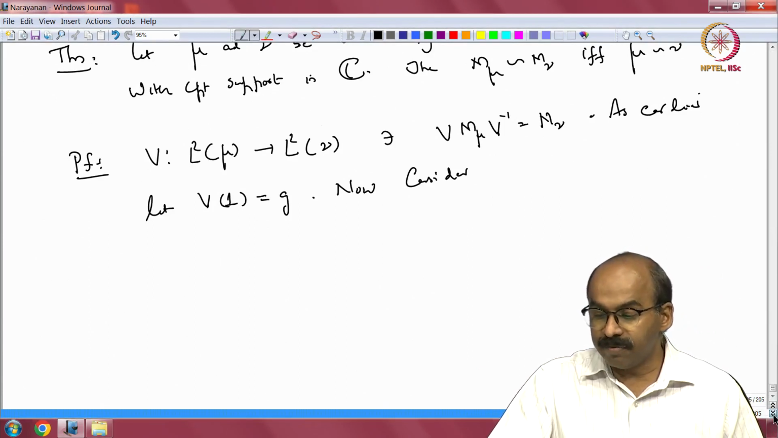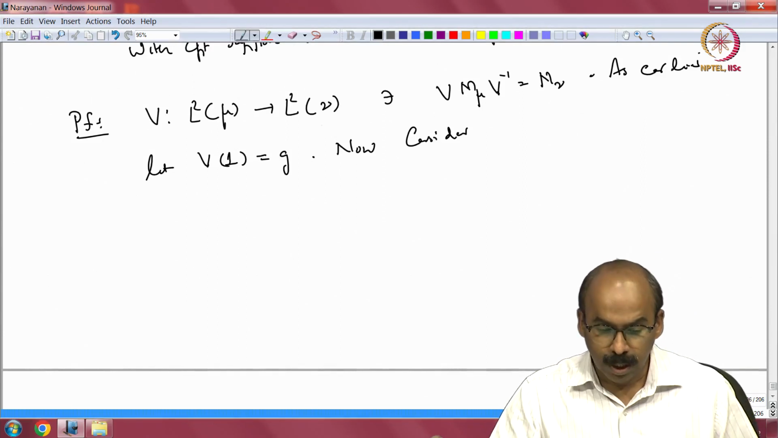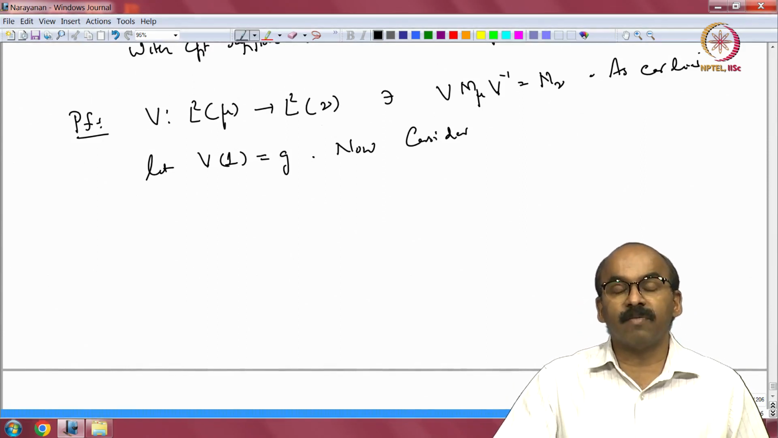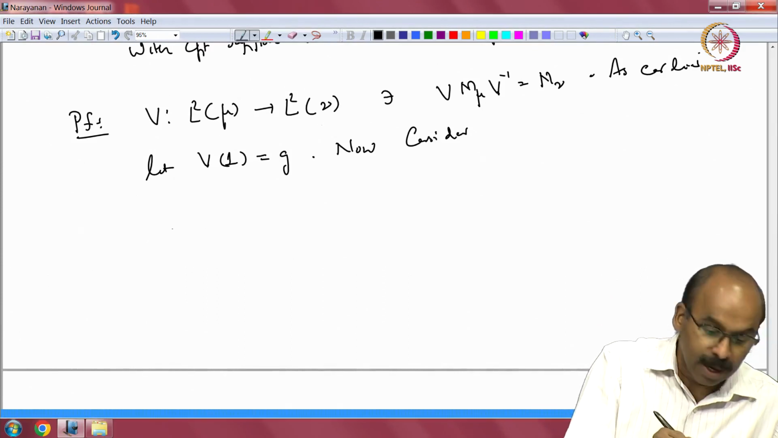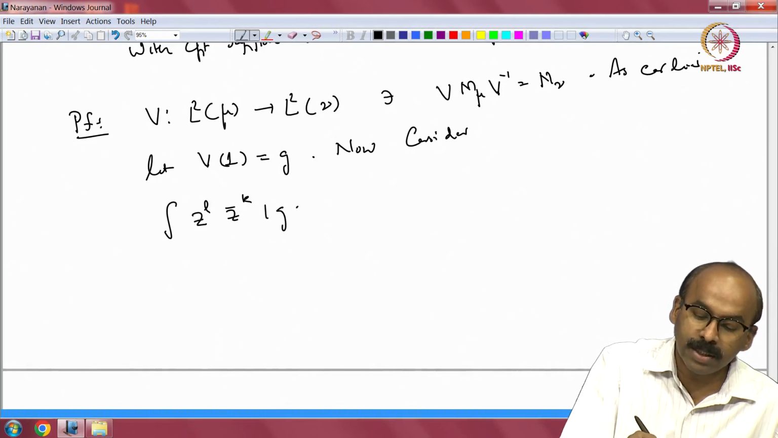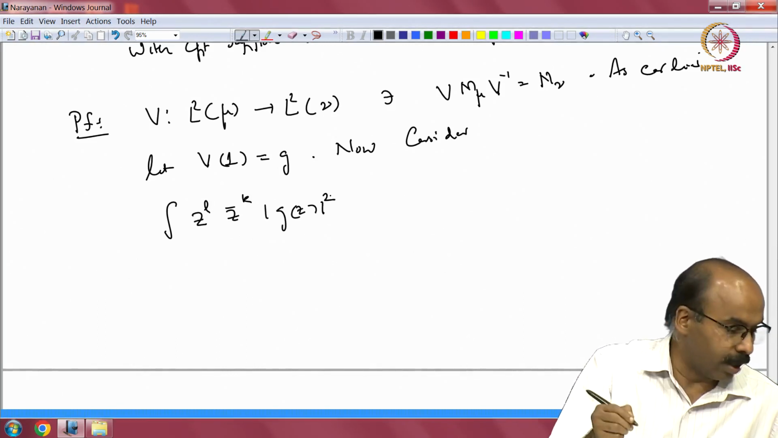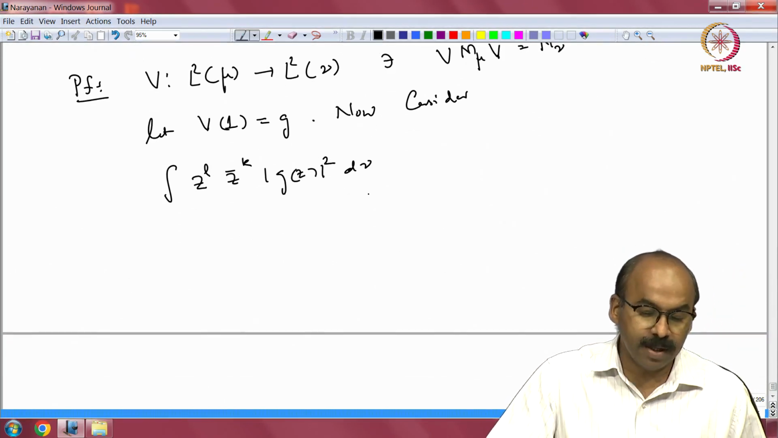That is not enough when you go to the complex plane, because you have x and y. So, you need polynomials in x and y, or polynomials in z and z bar. Okay. So, now consider the integral of z to the L, z bar to the k, mod g z square d nu. Right, that is the only difference in the proof.